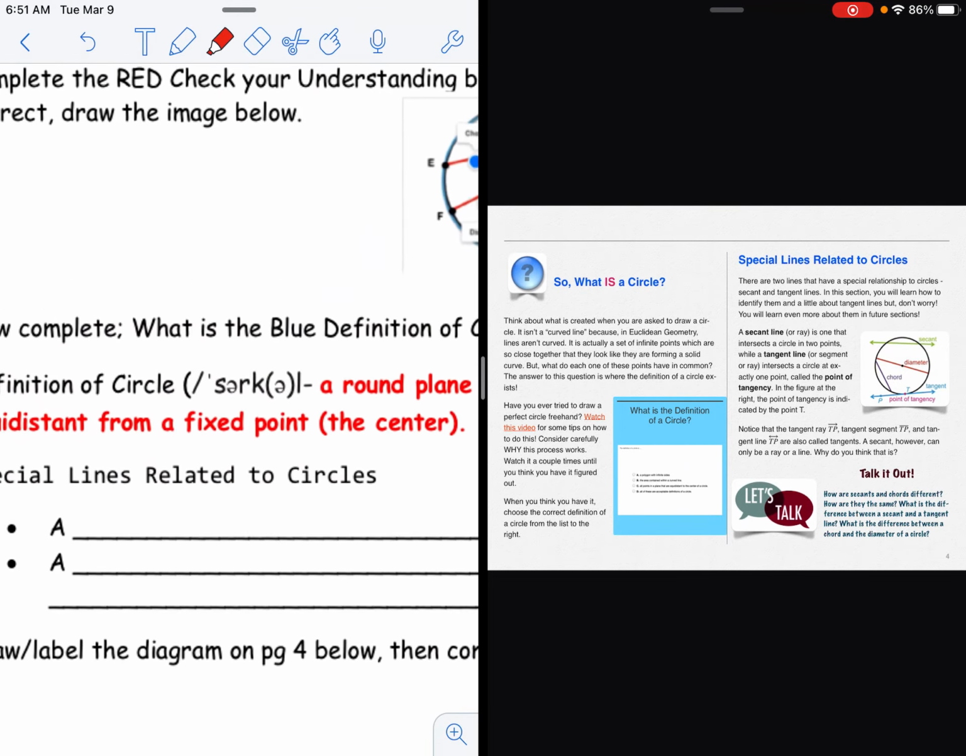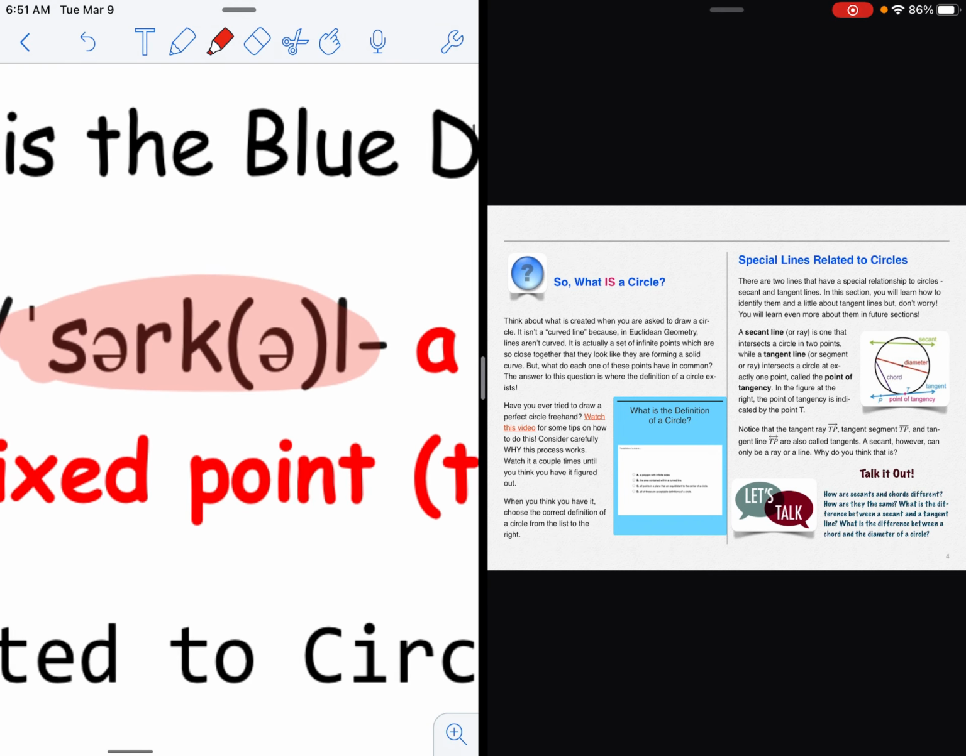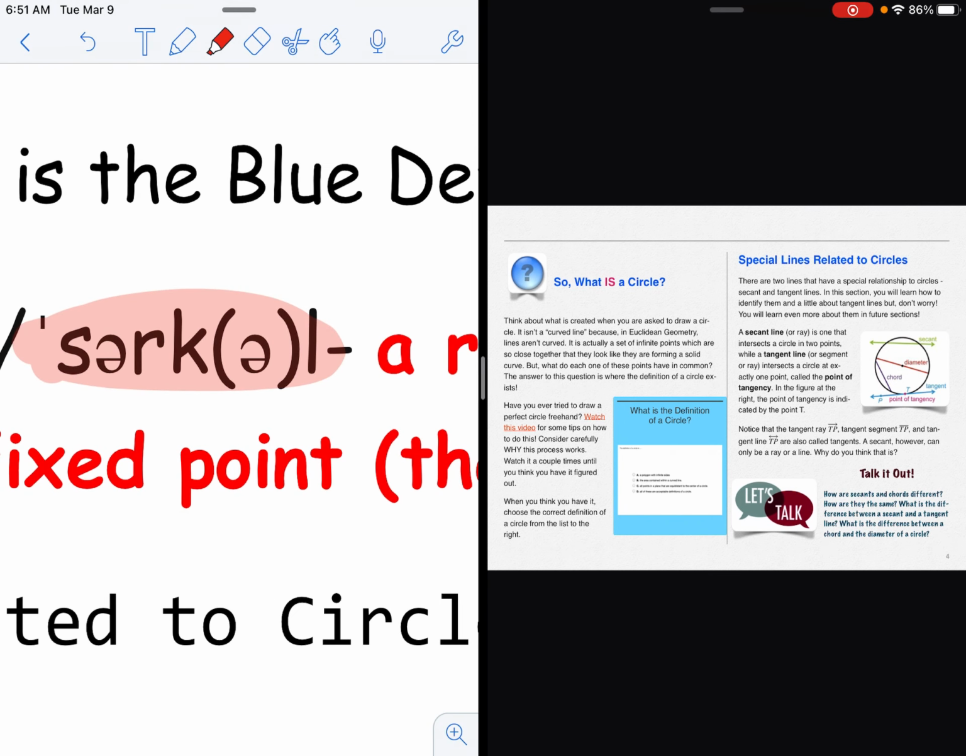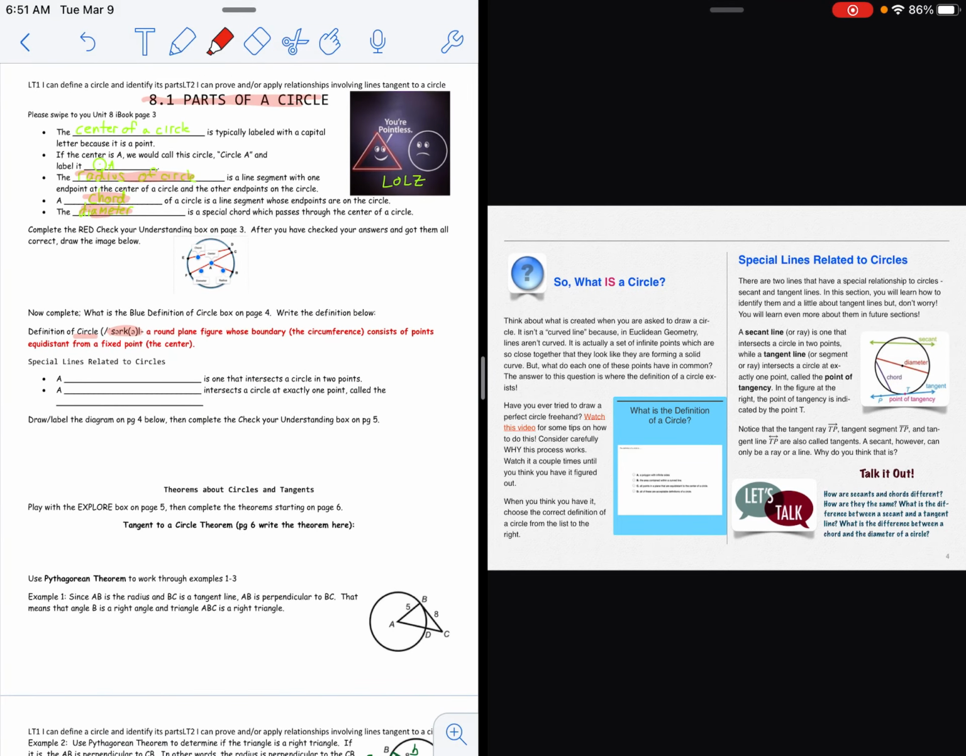So we got the definition of a circle. All right, circle starts with a C. This is the pronunciation, the phonics of circle. I think we should definitely spell circle with an S. You can't convince me otherwise. It's a round plane figure whose boundary, the circumference, consists of points equidistant from a fixed point, the center. So every point on the circumference of a circle is equidistant to the center.